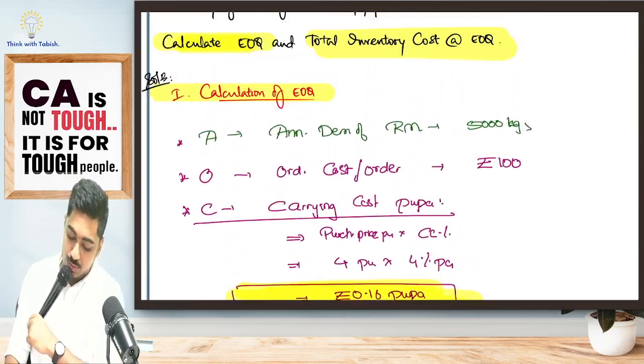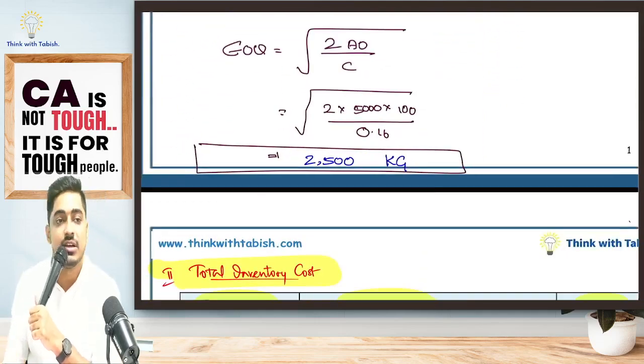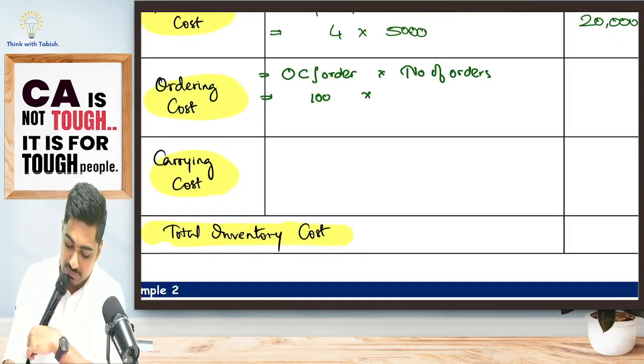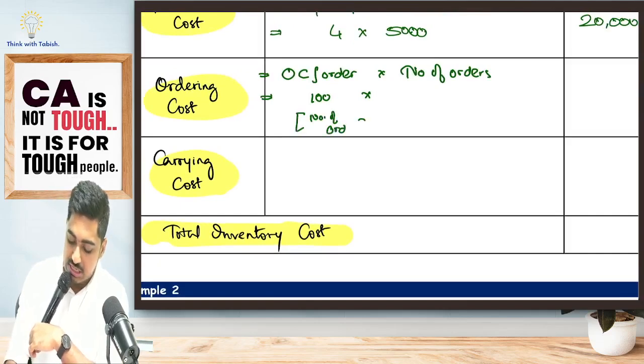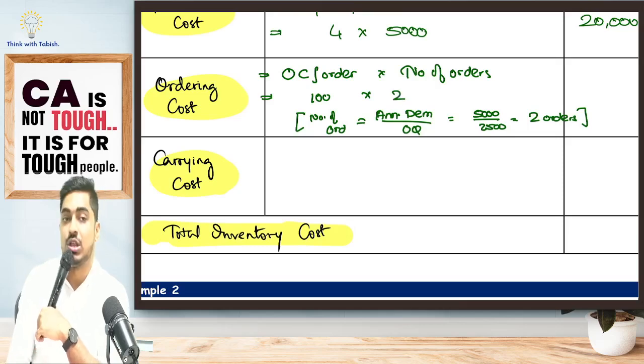Total, how much I want? 5,000. Every time, how much am I buying? 2,500, 2,500. That means how many times should I buy? 2 times I should buy. So I will tell my number of orders. It is annual demand divided by ordering quantity. Even if you don't put the formula, it is still fine. 5,000 I want. Every time 2,500, 2,500 I am buying. That means 2 orders. Simple. So for 1 order, it is 100 rupees.